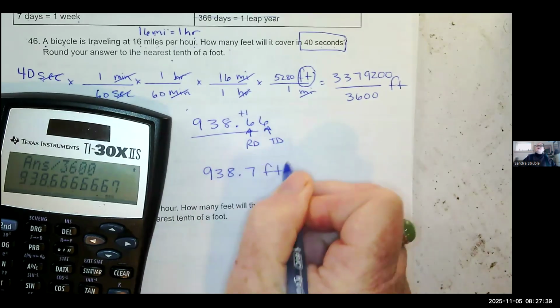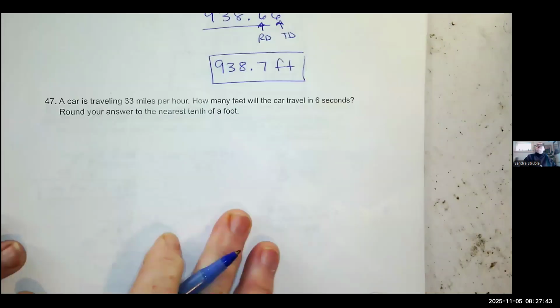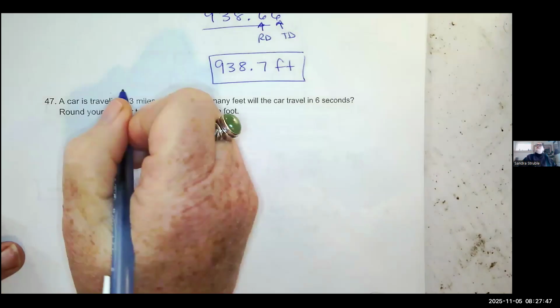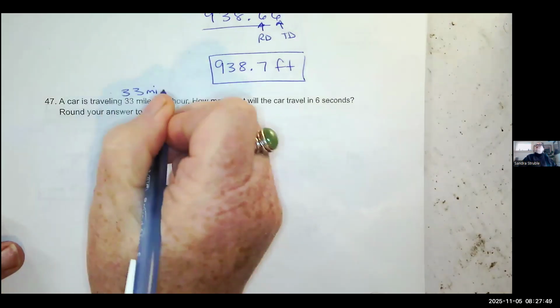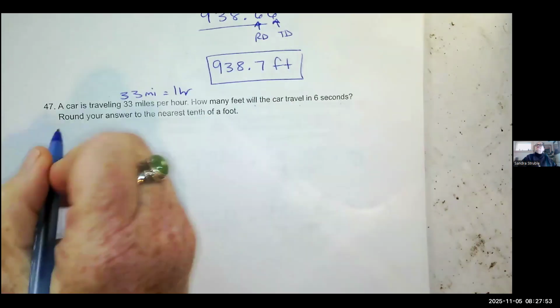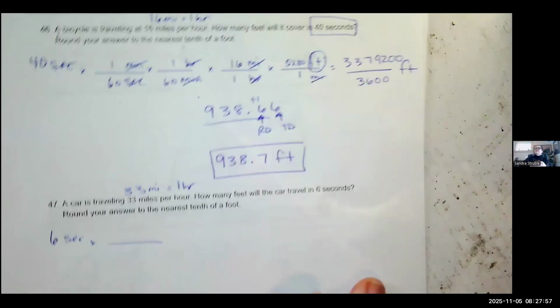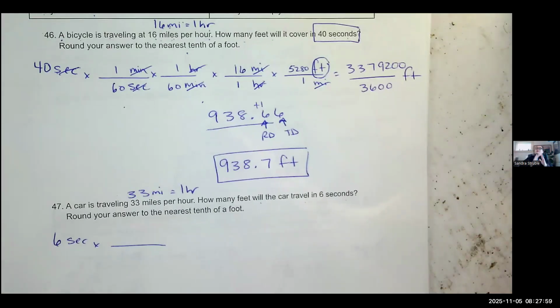Okay. Car is traveling 33 miles per hour. So that's a conversion. 33 miles is equal to 1 hour. How many feet will the car travel in 6 seconds? Start with what you're given. We're going to do the same exact thing we did up here. And we're going to answer to the nearest tenth of a foot. I would like for you to pause the video and attempt this one yourself and then come back to see how you did.